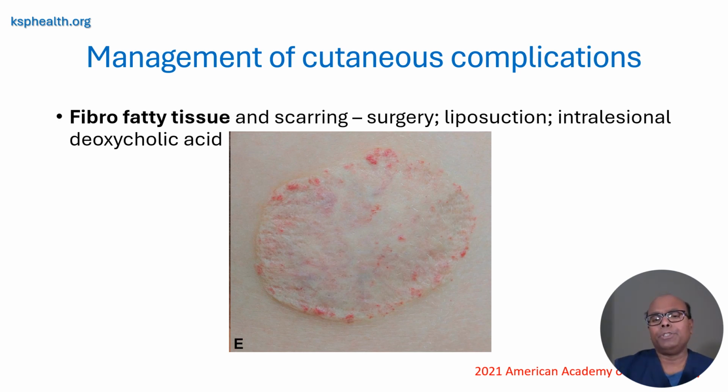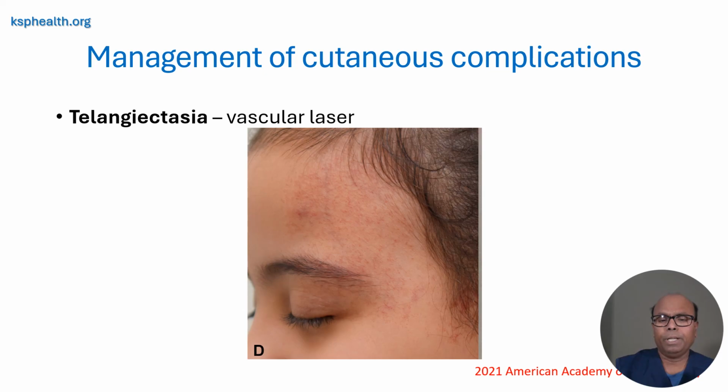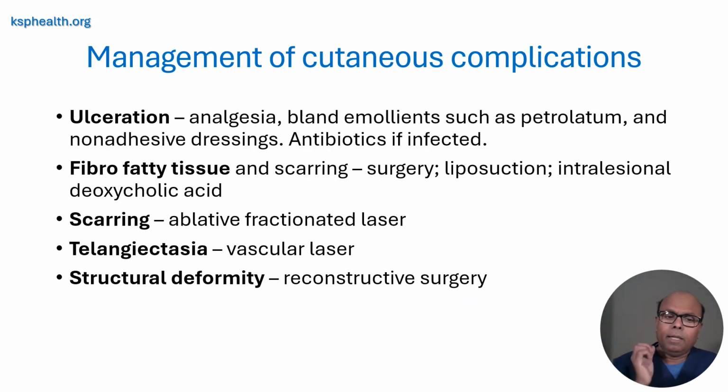When you have fibrofatty tissue and scarring, surgery, liposuction, and intralesional hyaluronic acid can be used. When there is scarring like this, it can be treated with ablative fractionated laser. When you have telangiectasia after the involution, it can be treated with vascular laser. If the patient has a structural deformity, they may need reconstructive surgery.